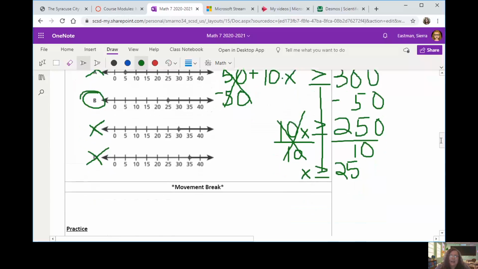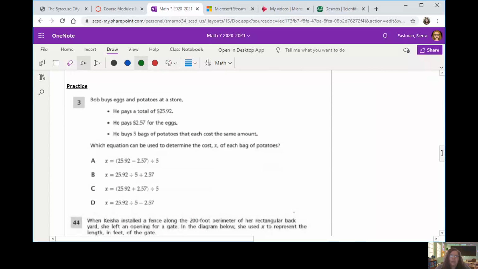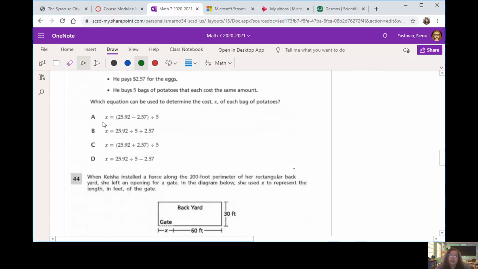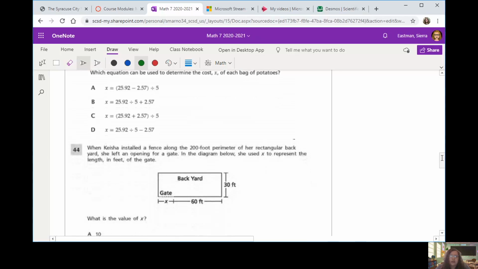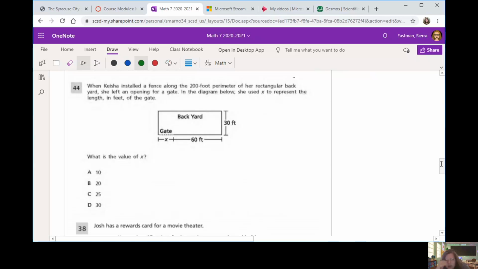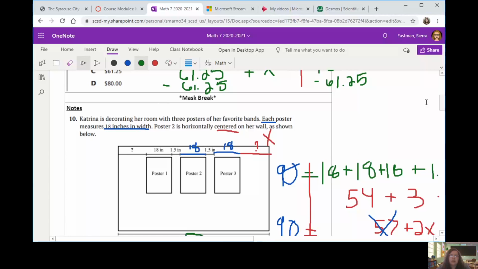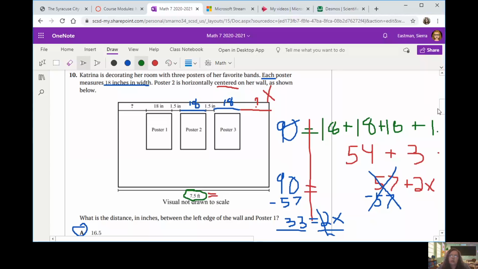Alrighty, guys. We have a few more practice questions today. Practice 3, where Bob is at a grocery store picking up a couple of things, and we need to write an equation to represent that. And we actually have to solve that equation for x. We need an x equals equation as our final answer. We have Keisha, who is building a fence, and we have a diagram here trying to figure out that x value, just like our question marks from Katrina's bedroom. Okay? Missing a value that we need to find.